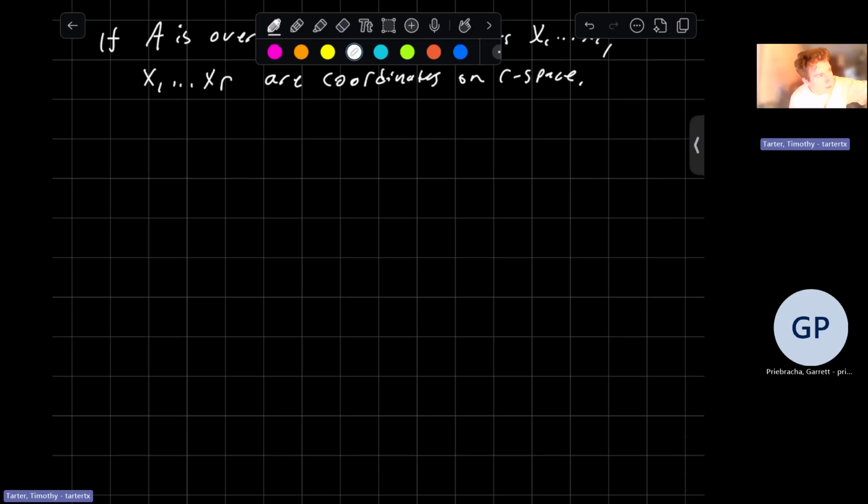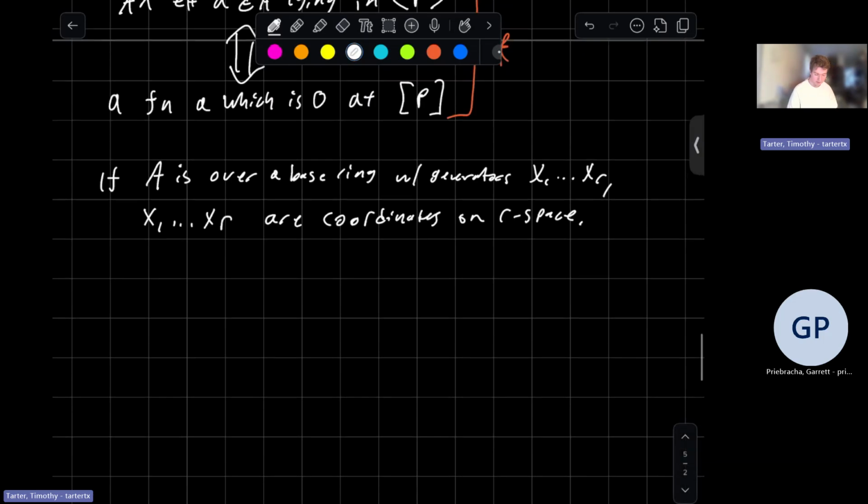I really would like this light to turn on. Dude. Okay, there we go. That's awesome. All right, now I can see.